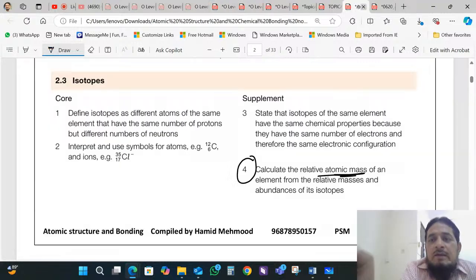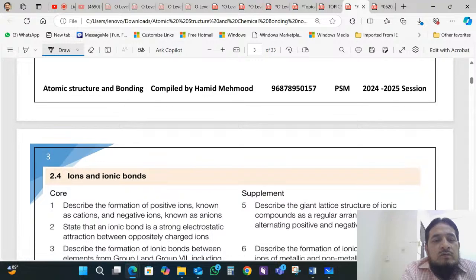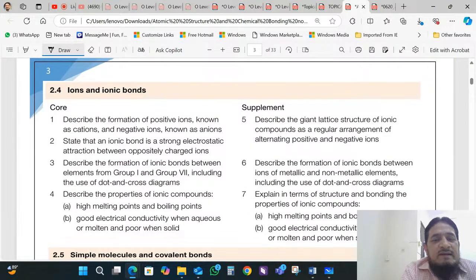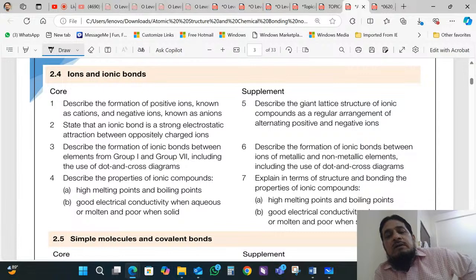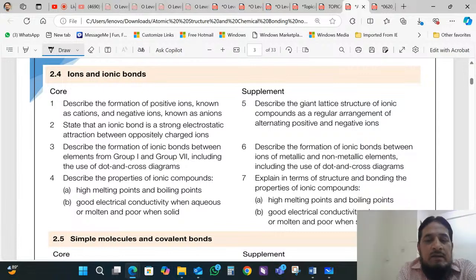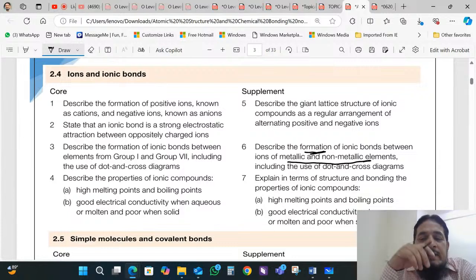Okay, so these are the different questions you can attempt further for the isotope. So I am now moving to 2.4. 2.4 is ions and ionic bond. Ions and ionic bond, actually we have discussed the formation of ionic bond between ions of metallic and non-metallic elements.